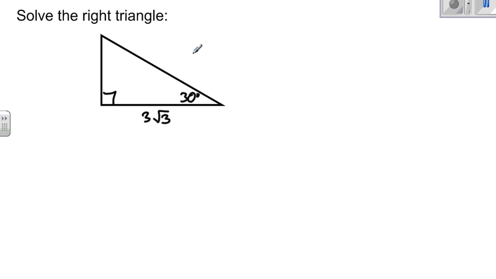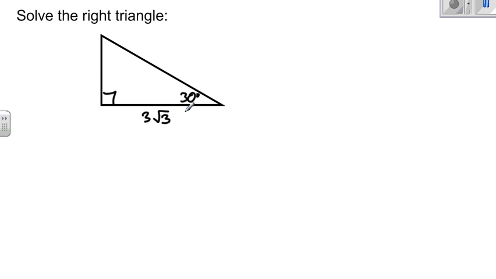Whenever a problem says to solve the right triangle, that means you need to be able to give all three angles and all three sides. In order to do that, you have to have a right angle, and then at least one side and one angle, or you could have two sides and solve it from that. So in this case, we have an angle of 30 degrees and one side of 3 square root of 3. So we can find everything else because we can use sine, cosine, or tangent.